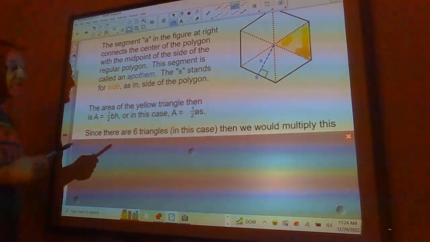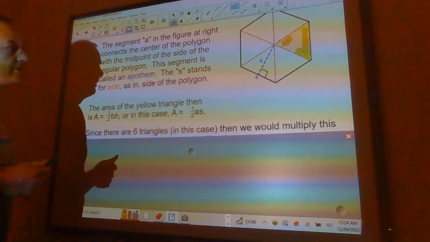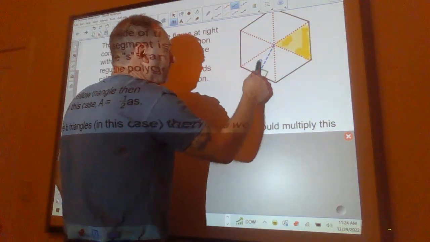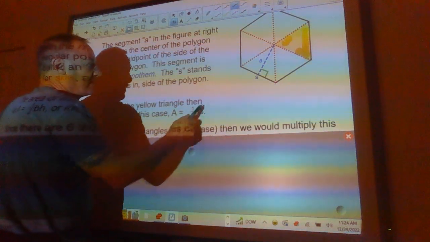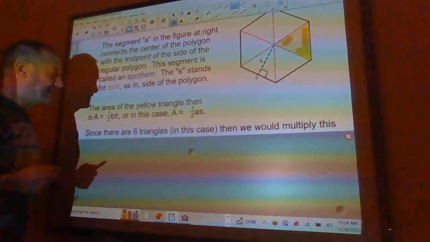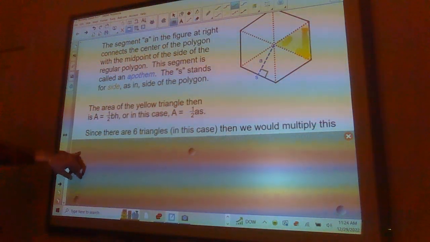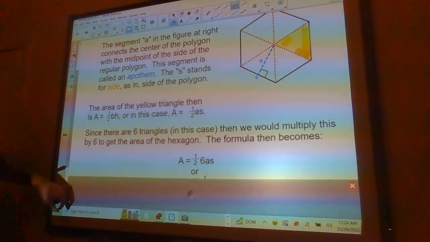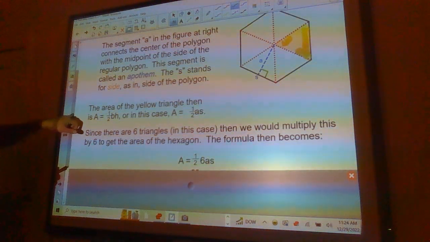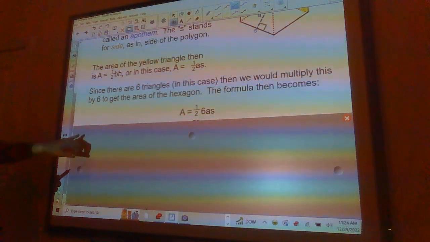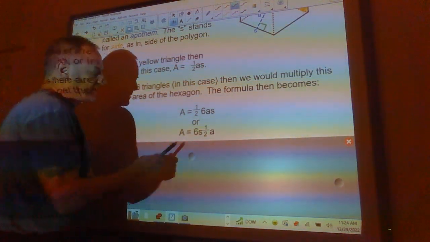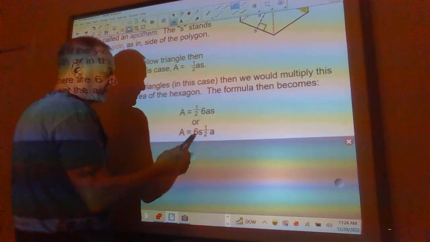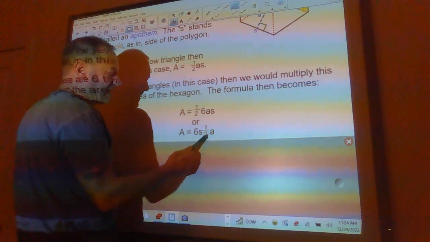Now, since there are 6 triangles, and they're all identical, I can find the area of this hexagon by taking the area of the triangle and multiplying it by 6. Okay? So then it becomes 1/2 of 6 times A times S. Or if I rearrange that, because it doesn't matter what order I multiply in, I can call it 6 times S times half of A.